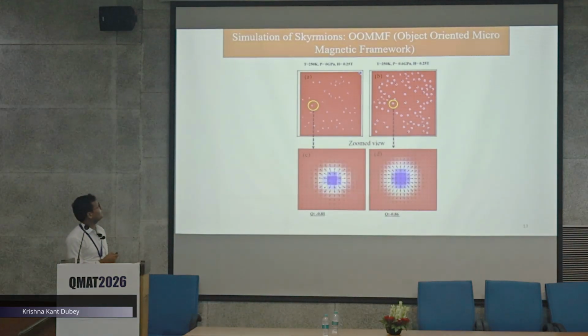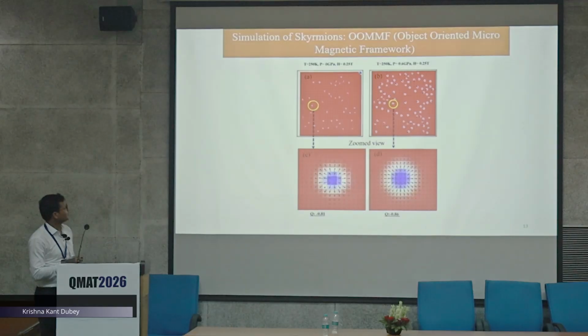After the reviewer comment, we performed a simulation of skyrmions using OOMMF software, where we chose the non-skyrmion region, which is around 250 Kelvin at 0 GPa pressure. What we found is that if we simulate this, there is no skyrmion. It is a skyrmion-like structure, but the central spin is missing.